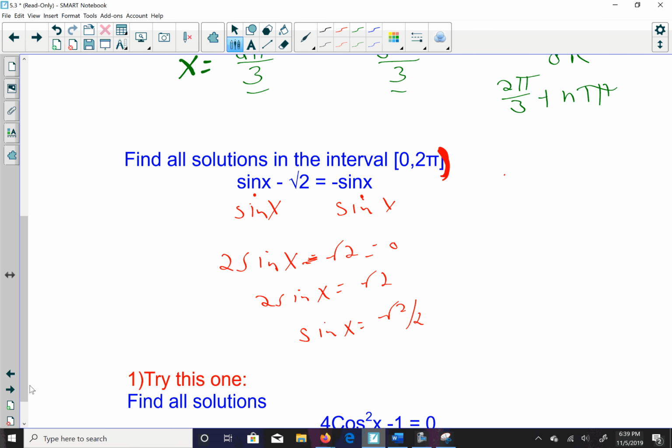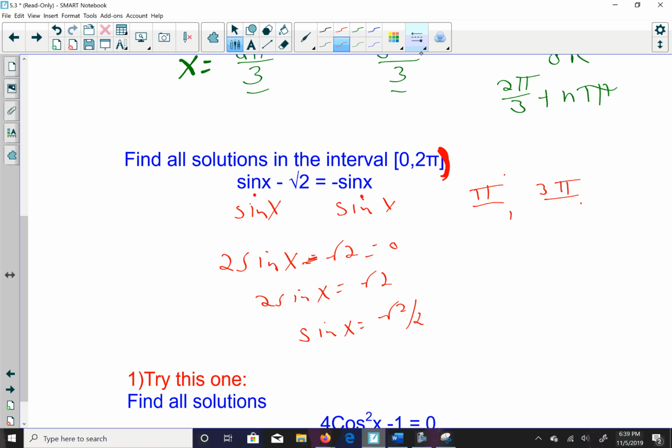So I'm going to say pi over 4 and 3 pi over 4. Oh, I said 4 and then I wrote 3. I wonder why I did that. Well, we'll fix that. Caught my mistake. So this is over 4.